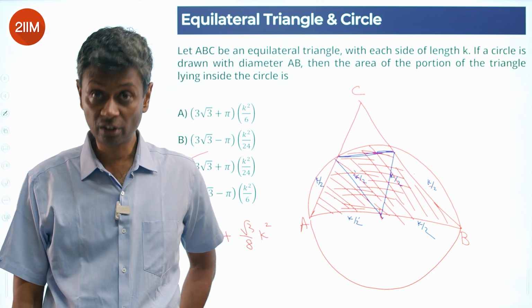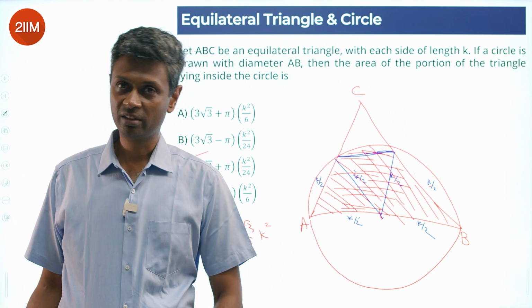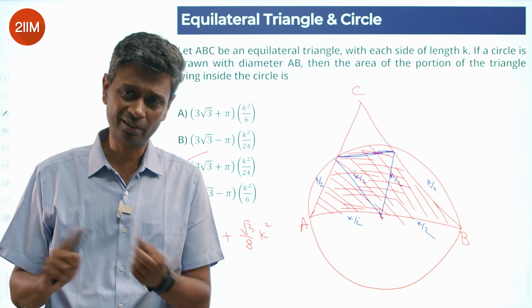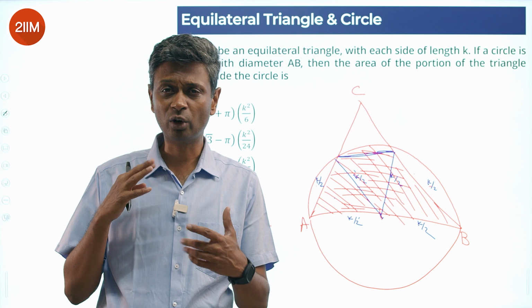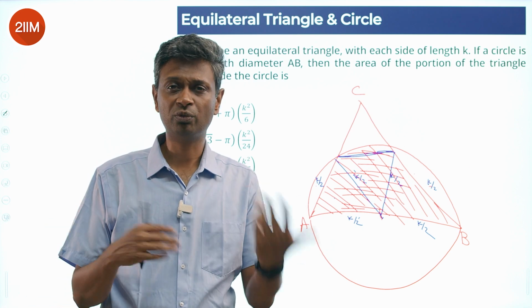Semicircle minus 2 segments. A segment is sector minus triangle. We should be on top of this. We cannot say, look, I don't know the formula for the area of an equilateral triangle or for finding the area of a segment, any of that.